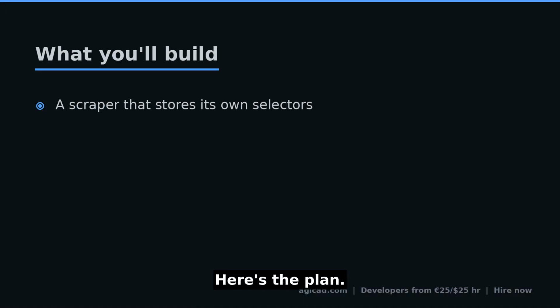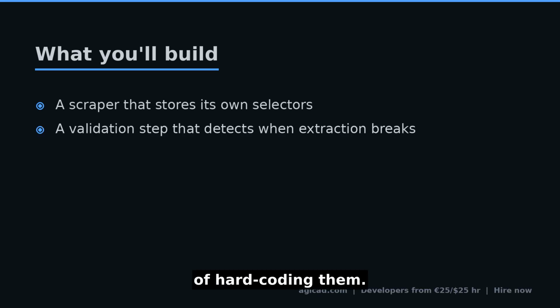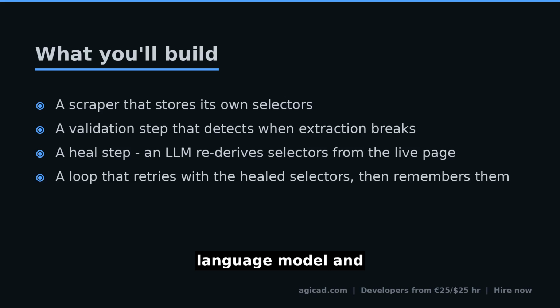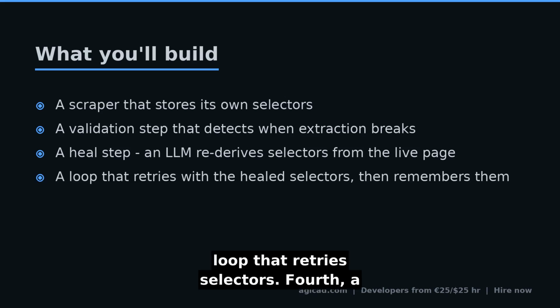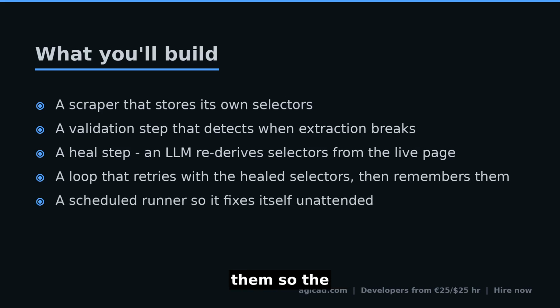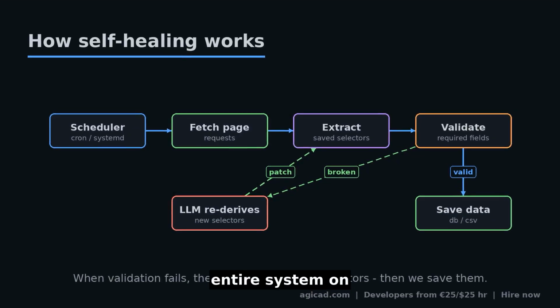Here's the plan. First, a scraper that keeps its selectors in a small file instead of hard-coding them. Second, a validation step, because self-healing is impossible if the code can't tell that it's broken. Third, the heart of it, a heal step where we send the current page to a language model and get back fresh selectors. Fourth, a loop that retries with those healed selectors and, when they work, saves them so the fix sticks. And finally, we put the whole thing on a schedule, so it can break and repair itself while you're asleep. This is the entire system on one screen.